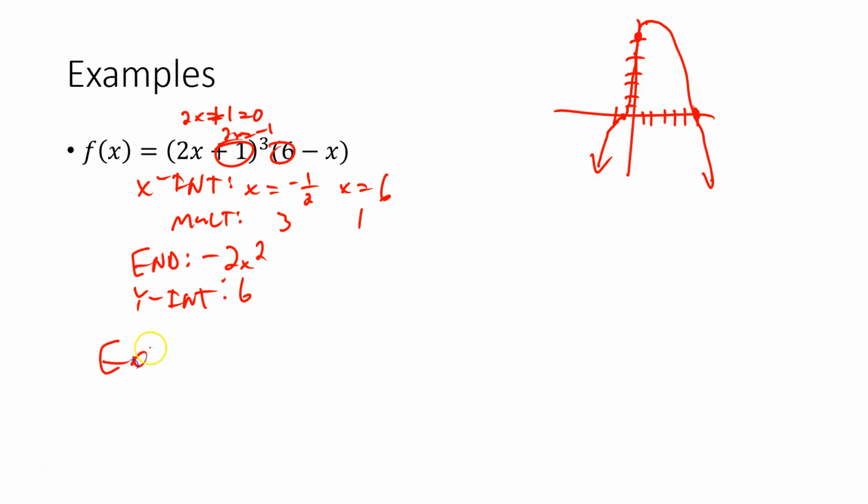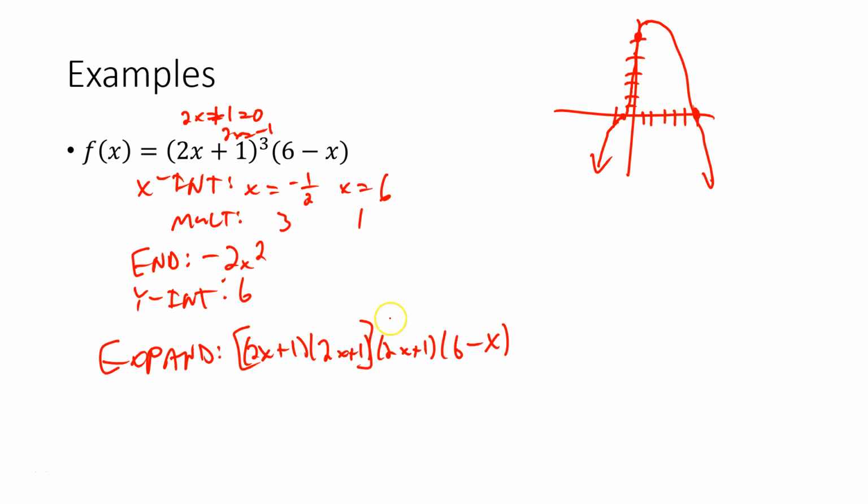Let's expand it, and then we'll take a look at it in Desmos. So if we expand this thing, it looks like we're going to have 2x plus 1, well, we've got to cube this thing, actually. So cubed means we multiply it by itself 3 times. So we have 2x plus 1 times 2x plus 1 times 2x plus 1 times 6 minus x. Oop, x, not 6. So I'm going to multiply these 2 at a time. I'm going to pretend we're multiplying these together and these together, which is fine. You can do it any order you want.